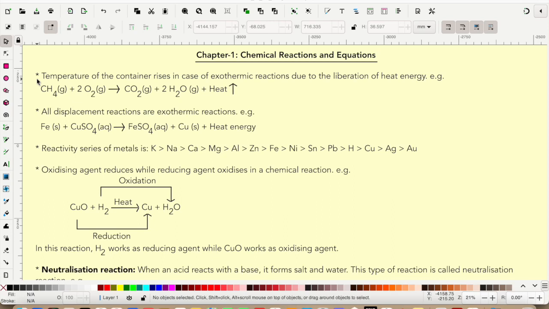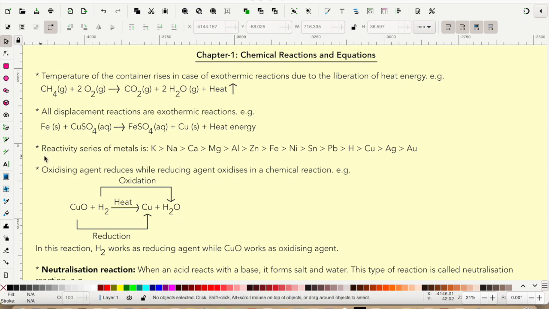Before starting competition level questions, let us see a few more important points. First point is temperature of the container rises in case of exothermic reactions due to the liberation of heat energy. Second point is all displacement reactions are exothermic reactions.